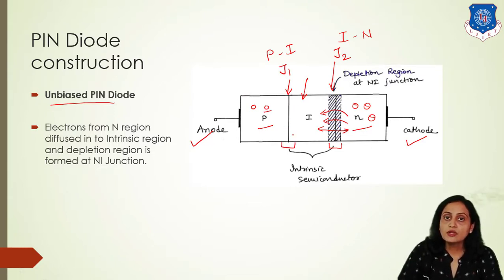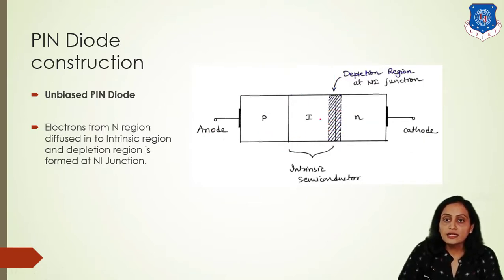But the same thing will not happen at this PI junction, because here the holes are the majority charge carrier. Holes itself are not moving. That is why no carrier crossing will take place nearer this PI junction. So we can say in the PIN diode at the I, that is intrinsic, and n junction some depletion region is created because electrons are moving from n side to intrinsic side, and some region created nearer the junction has just immobile ions.